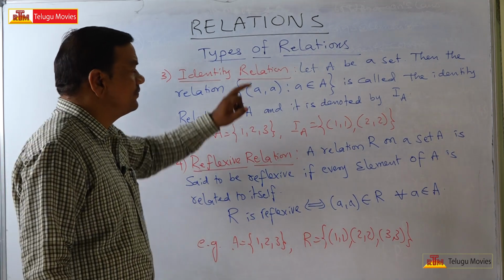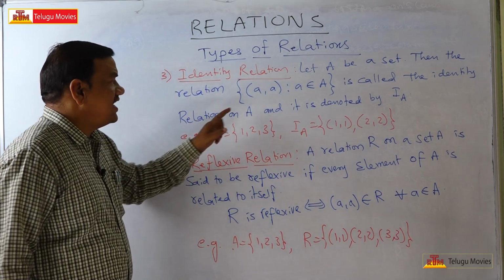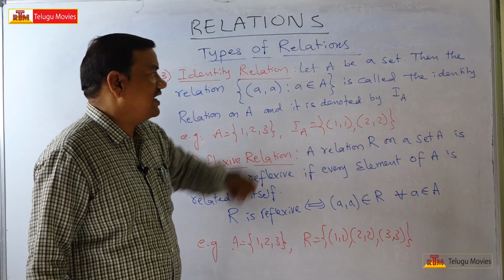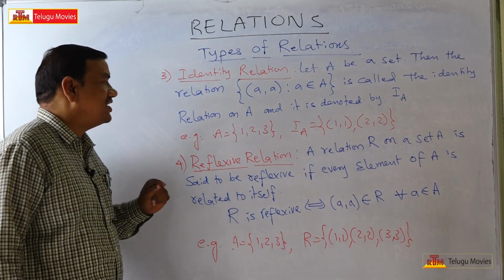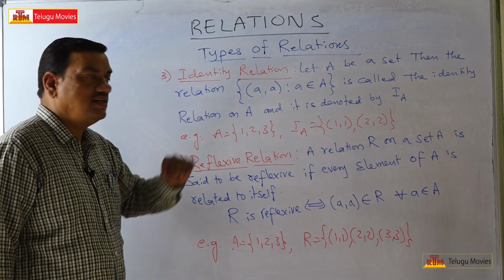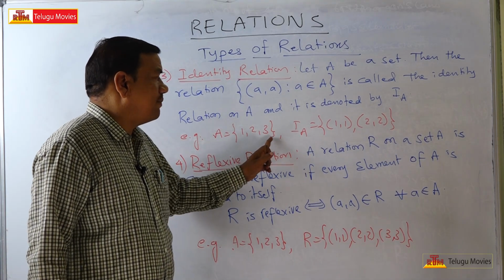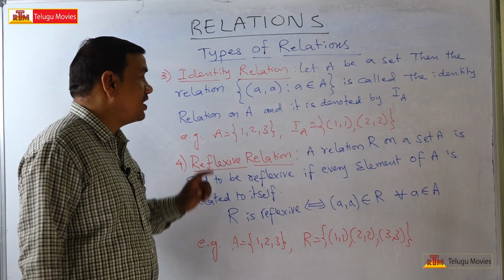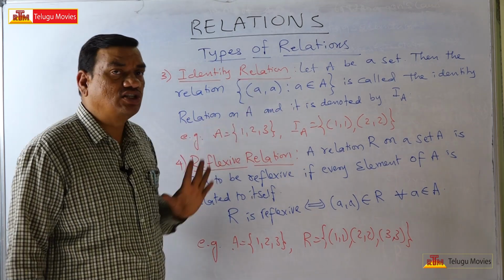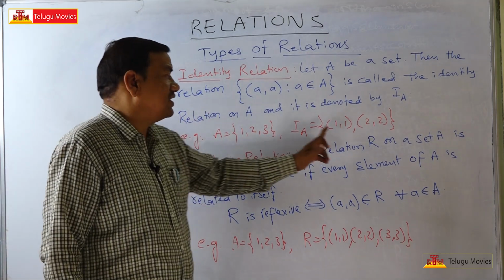Try to understand this. Let A be a set, any set. Then the relation of pairs (a, a), where a belongs to the set A, is called the identity relation on A, and it is denoted by I suffix A. That means if A is the set {1, 2, 3}, the identity relation is (1,1), (2,2), (3,3). He is not saying that all elements should belong to that relation.